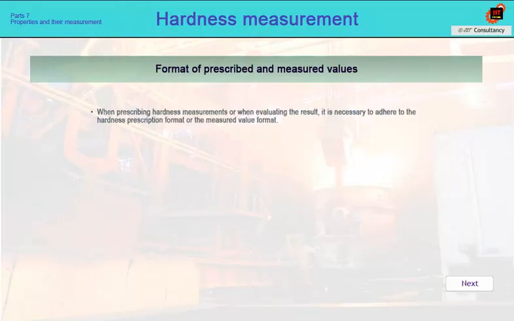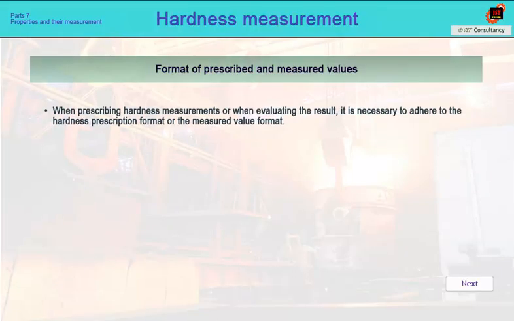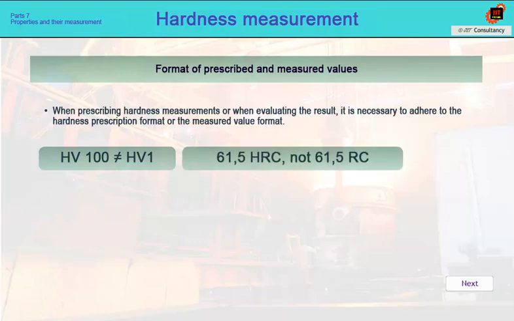When prescribing hardness measurements or evaluating the results, it is necessary to adhere to the hardness prescription format or the measured value format. As already mentioned, hardness values do not have units, and how we should interpret them is precisely tied to this description format. And if we want to compare the measurement results with each other, it is difficult to find a match in the result between, for example, HV100 and HV1. In order to maintain the correct terminology and at the same time limit inconsistent interpretations of what the hardness prescription represents, we must adhere to the following rules.